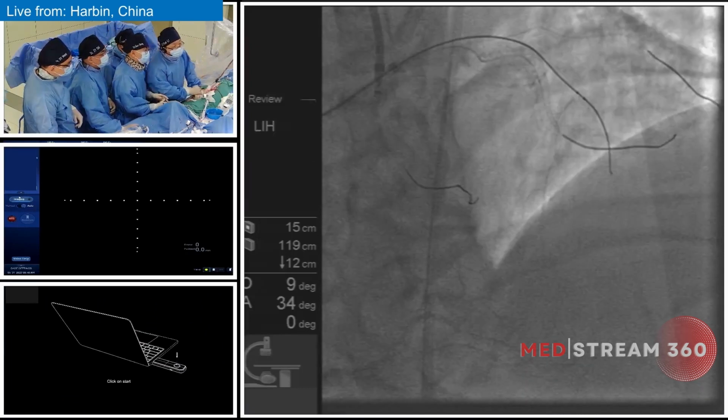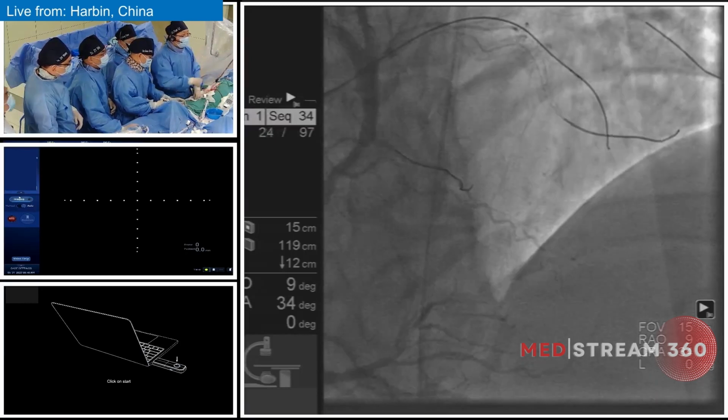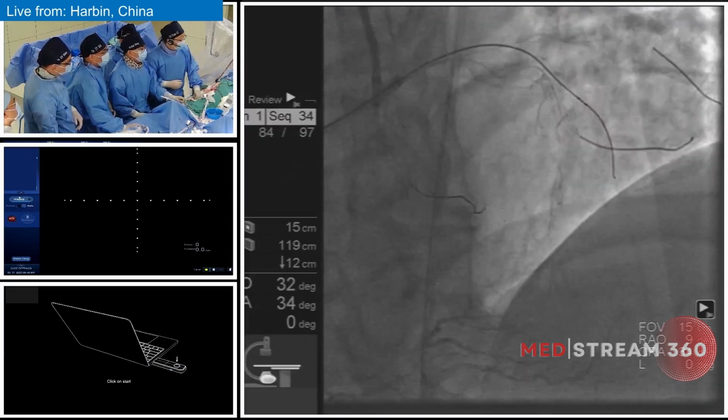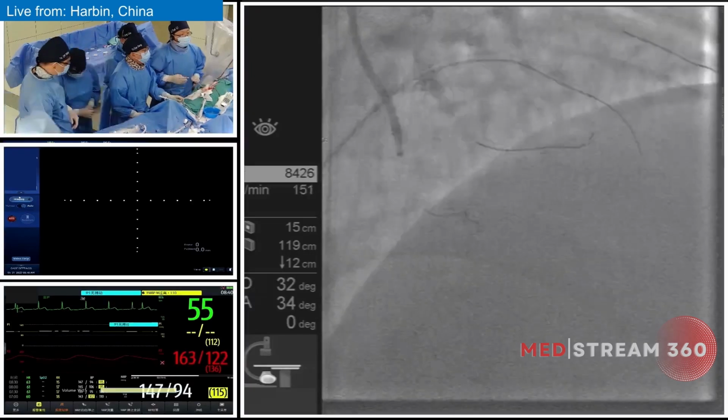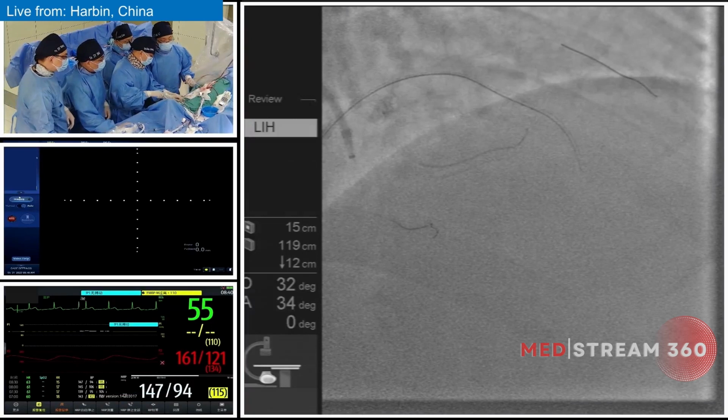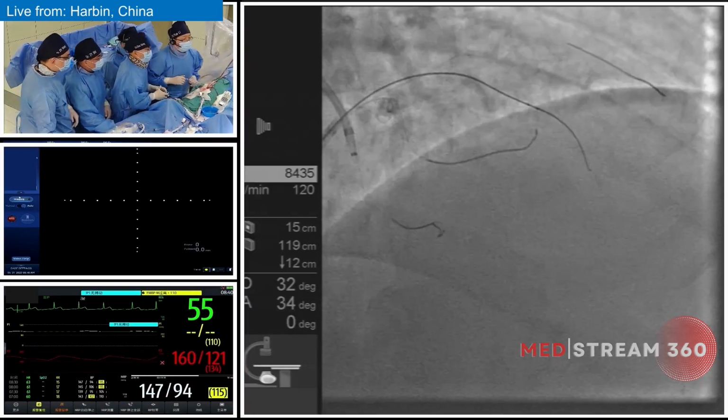Looks very close to the... Yes, maybe so. Cranial. Yes, we change our strategy a little bit to check the position of the wire. So, orthogonal view. Okay.